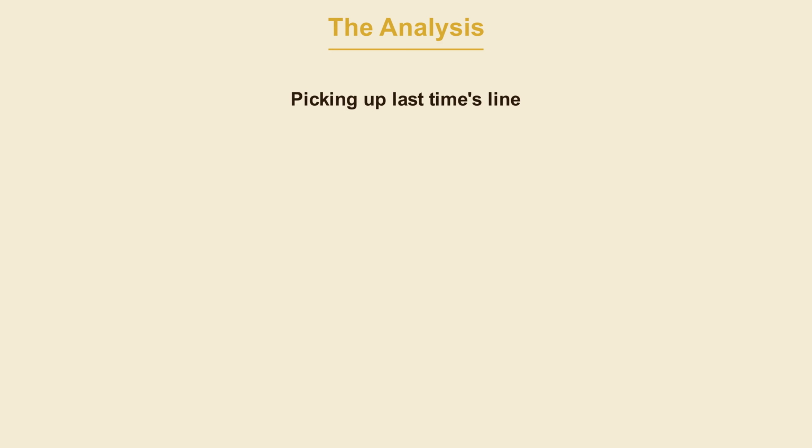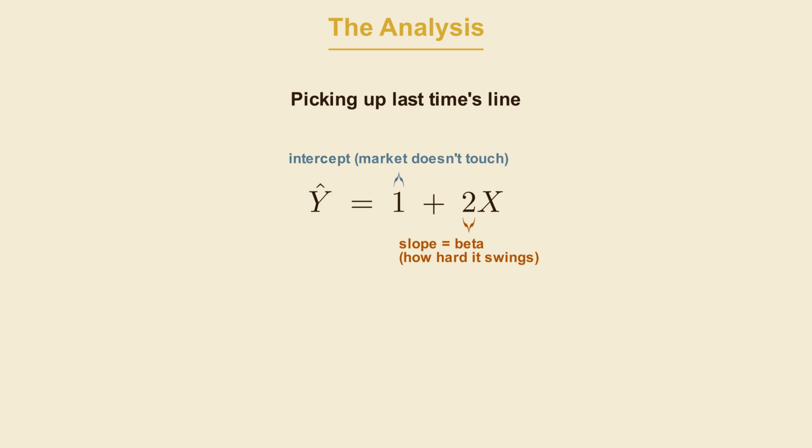Let's set the stage again because we're picking up right where we left off. Margot's been working with Victor's fund. For 5 months, she lined up the market's excess return against the fund's excess return, and the last time she fit the best line through them. That line came out to the fund's return equals 1 plus 2 times the market's return. The slope of 2 is the fund's beta, which is how hard the fund swings with the market. The intercept of 1 is the piece of the return that the market doesn't touch.